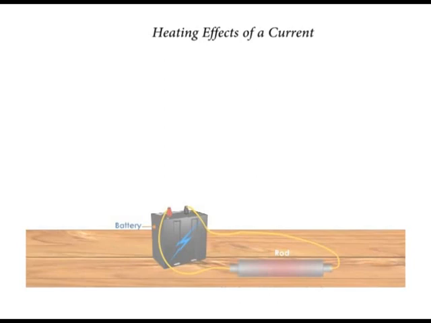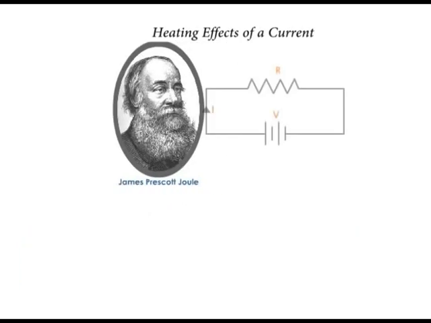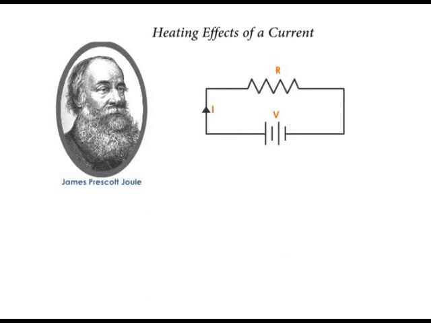To investigate the factors affecting the heating effect of an electric current, in 1841, James Prescott Joule found that when current I is made to flow through a passive or ohmic resistor, the heat developed is directly proportional to the square of the electric current, resistance of the conductor, and the time for which the current flows. This equation can be written as H is proportional to I squared RT. This statement is known as Joule's law of heating.